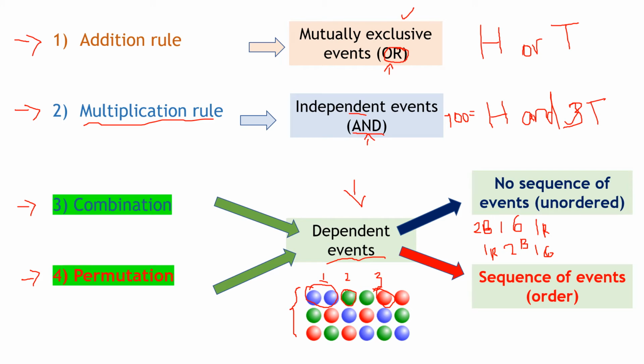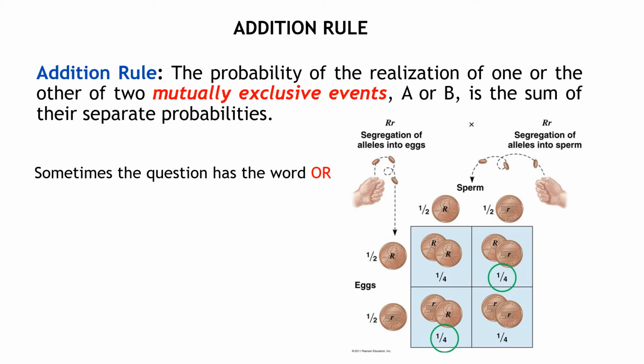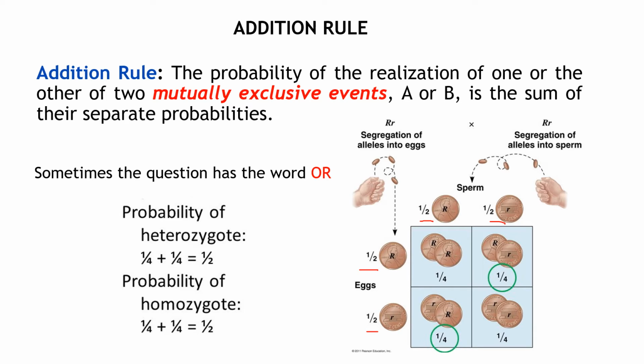Now let's apply this to genetics. In the addition rule, as we talked about before, similar to flipping a coin, remember for example the formation of gametes. It looks very similar to flipping a coin when you have two alleles, one dominant and the other recessive. As you saw in the video before, for example, the probability of getting a heterozygous is 1/4 and 1/4.